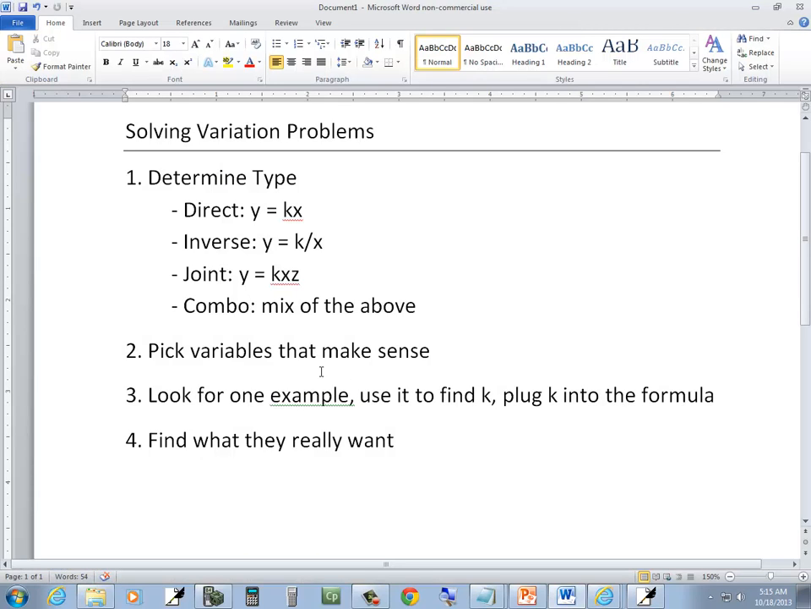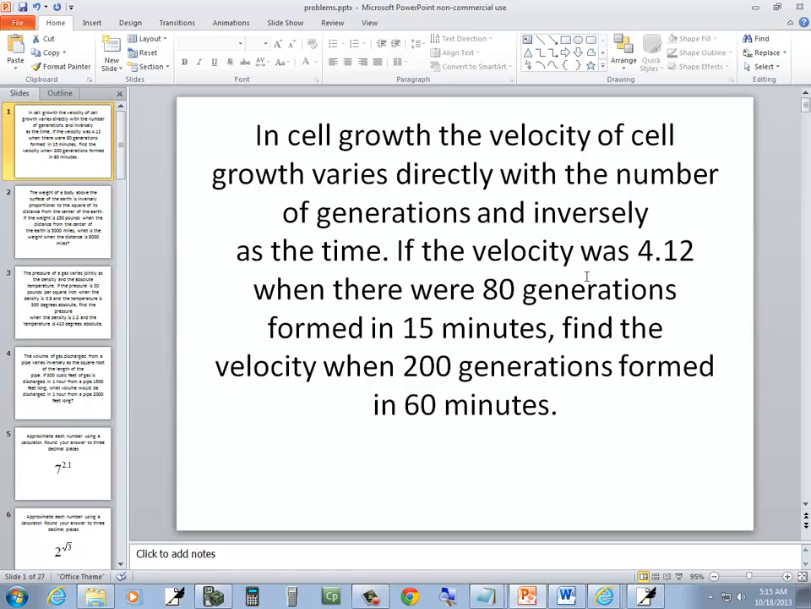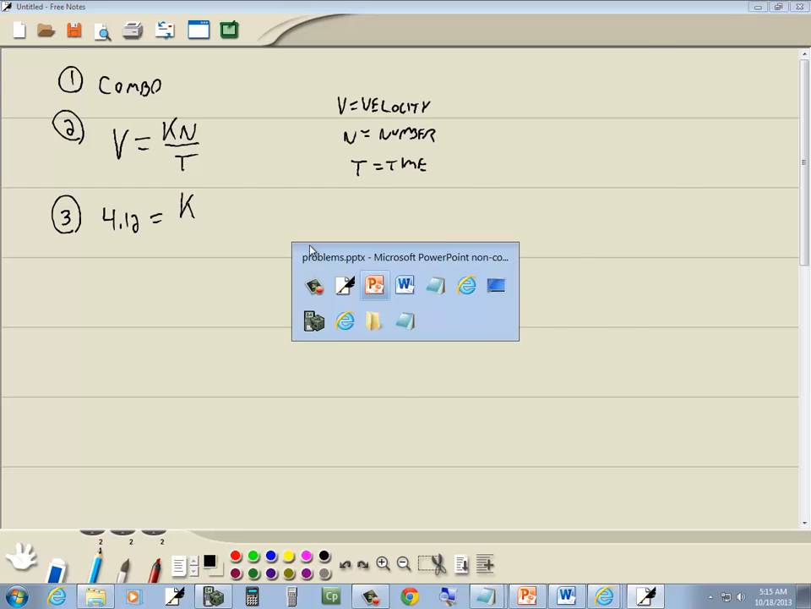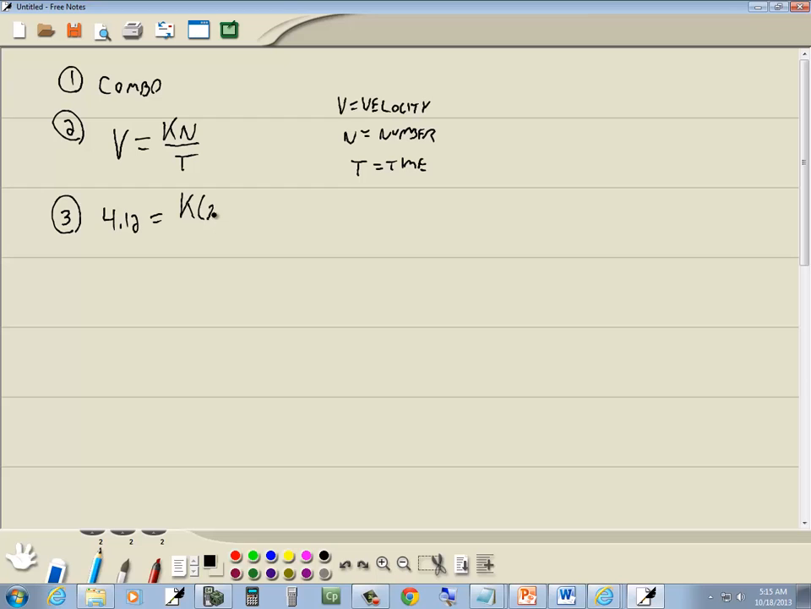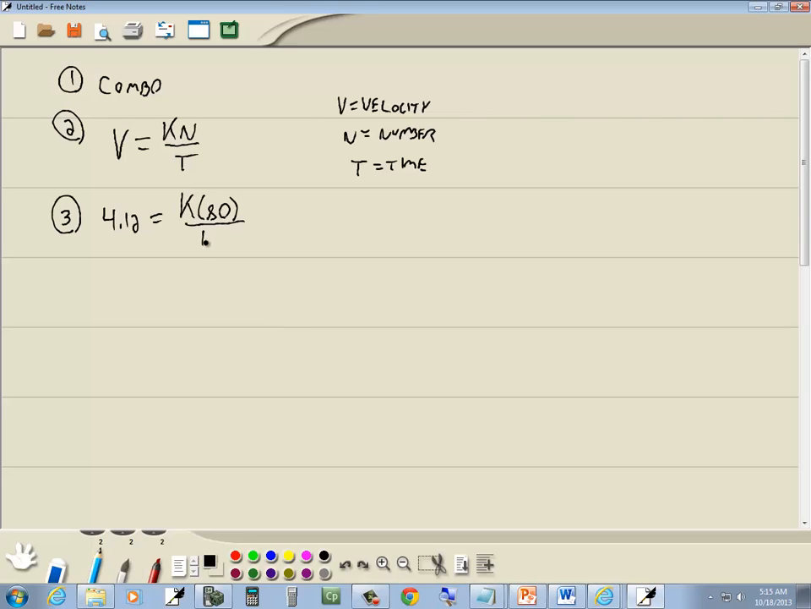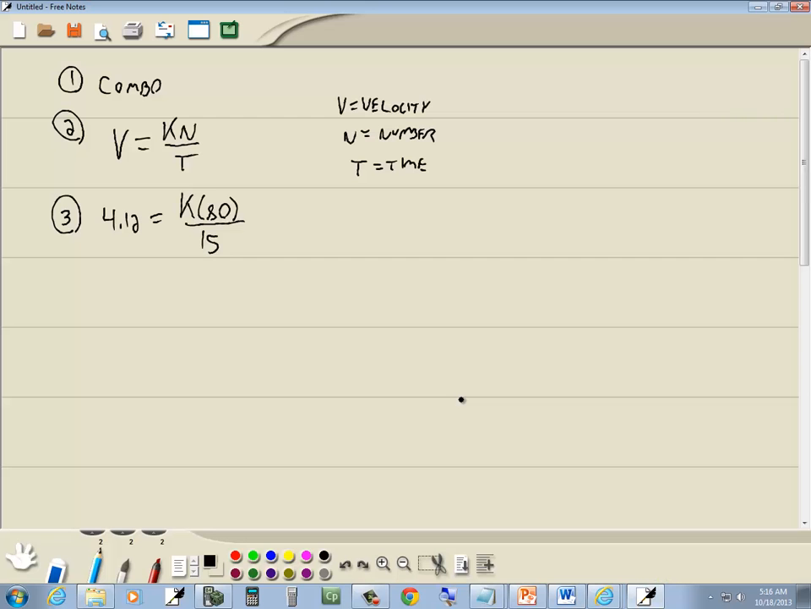Okay, step 3. Look for your one example. So let's see, if the velocity was 4.12, when there were 80 generations, so that's N is the number of generations, formed in 15 minutes, so T is 15. That's our one example. We want to use it to find K.